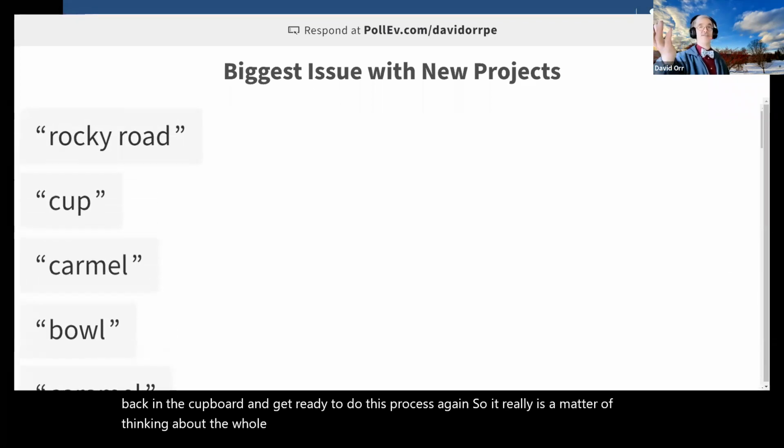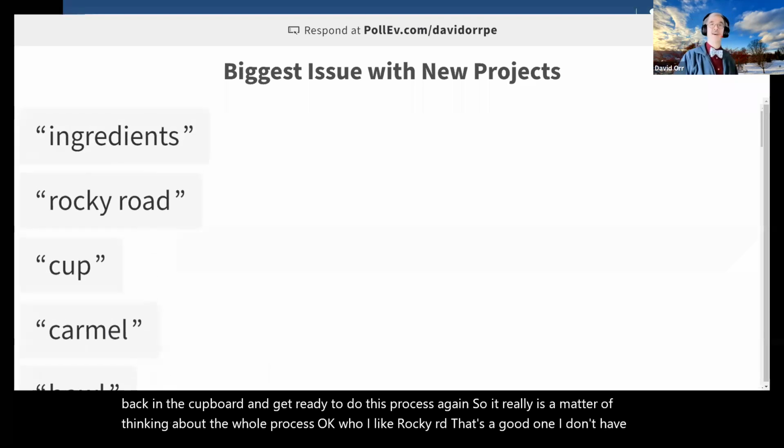Ooh, I like Rocky Road. That's a good one. I don't have any Rocky Road in the fridge right now. I've got chocolate peanut butter.